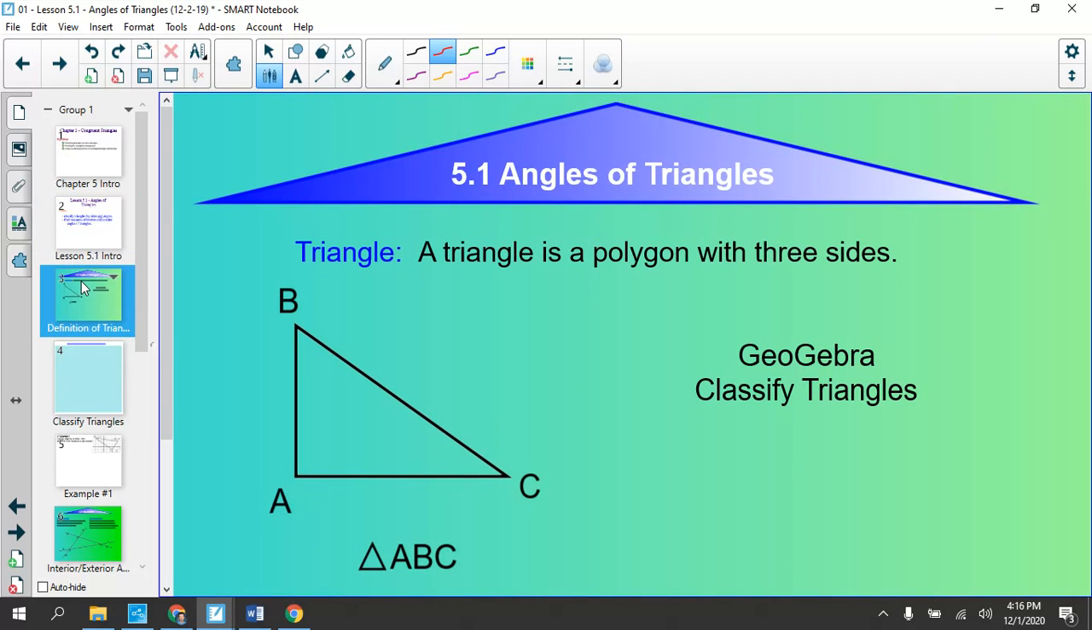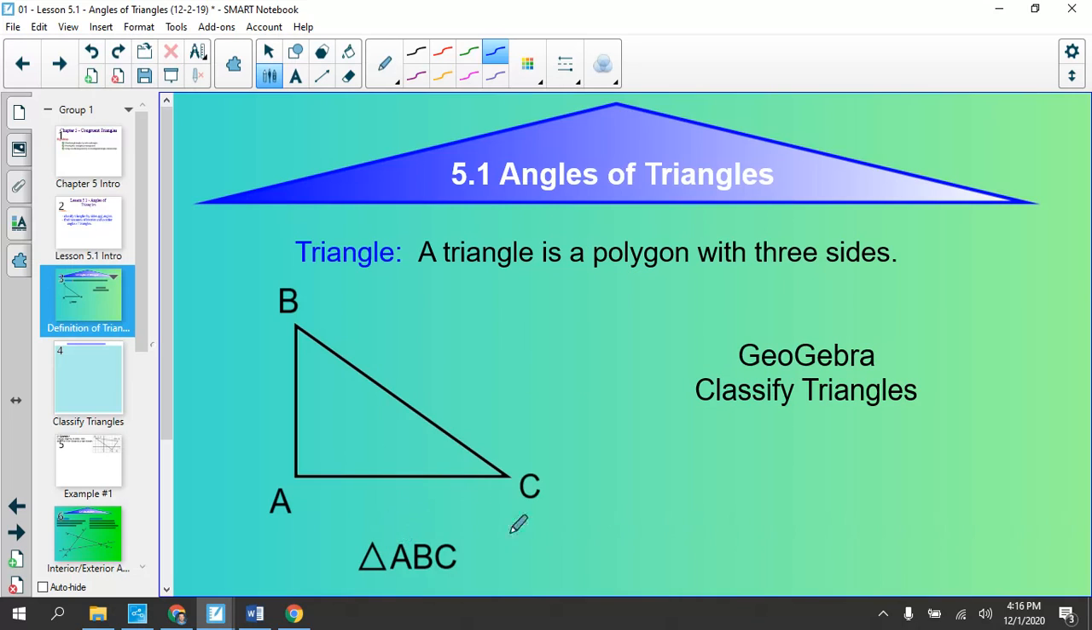So, definition. I'm not going to pretend like we don't know what a triangle is. I know that's something you learned a long time ago. A triangle is a polygon, and we've defined it even in some of our other stuff. It's a polygon, a closed planar figure. We've got three sides.